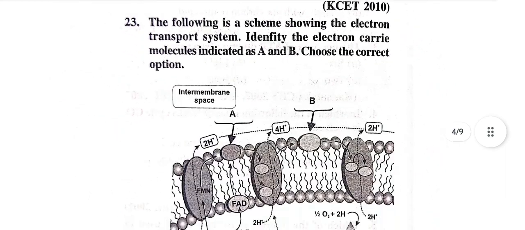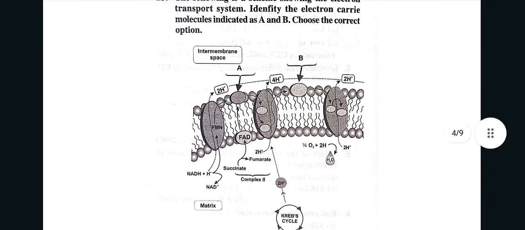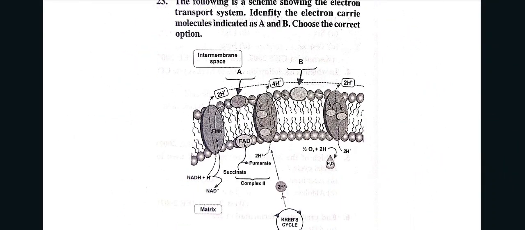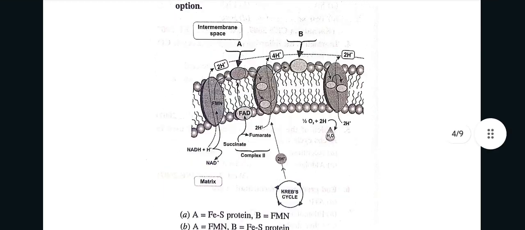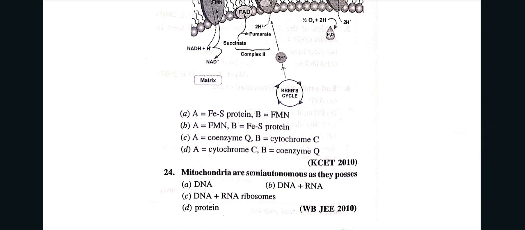Then the next question, here identify A and B. So it is the overall electron transport system. Here A is actually coenzyme system, coenzyme A, coenzyme Q, and B is cytochrome C actually. So here option C is correct.